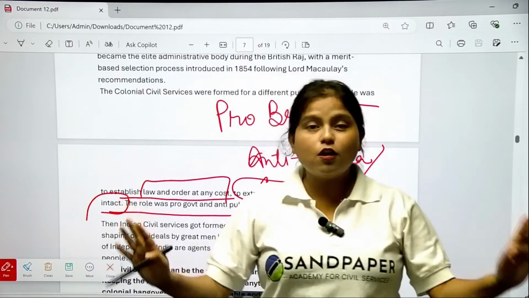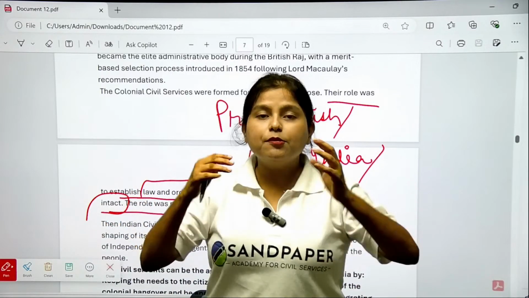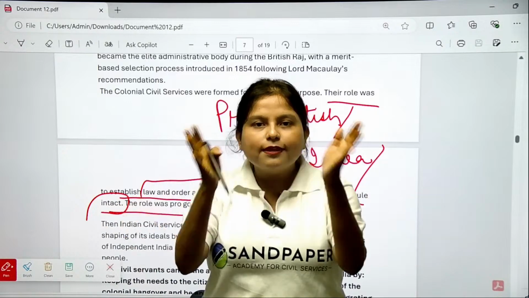Government should always be right. Government should not face any problem. I am a British civil servant. I will kill you and I will keep the government in control. That was the attitude of a British civil servant.